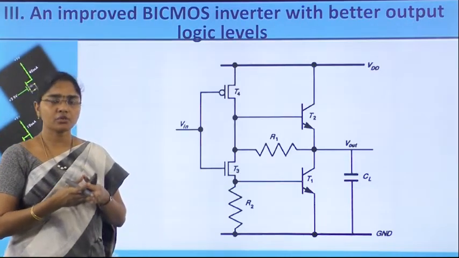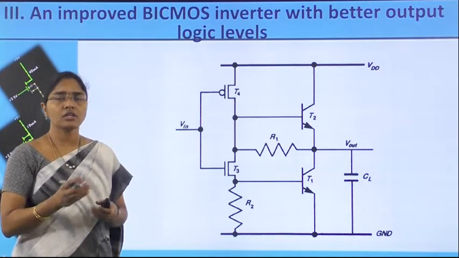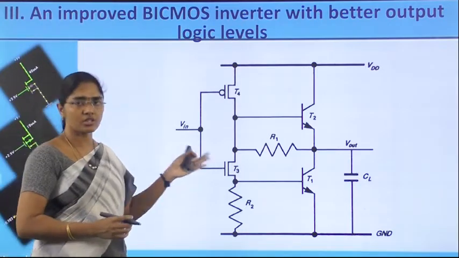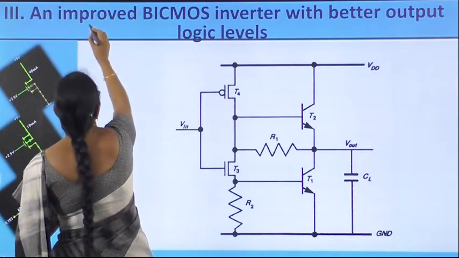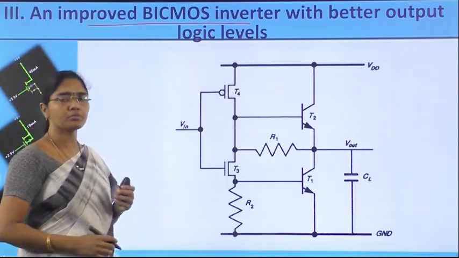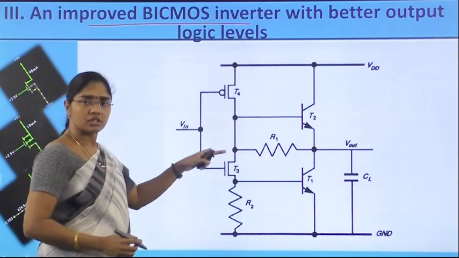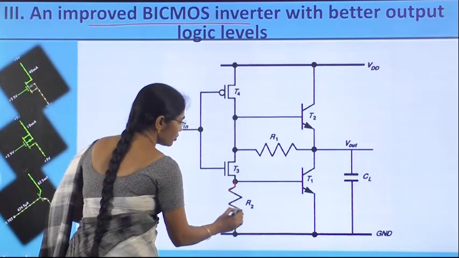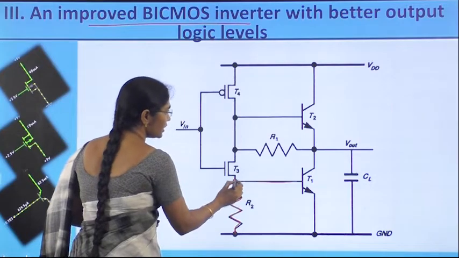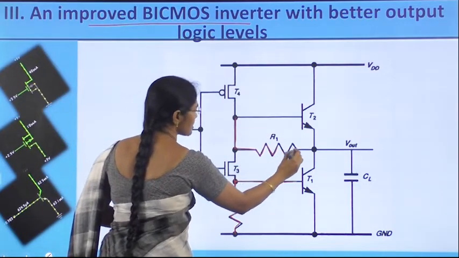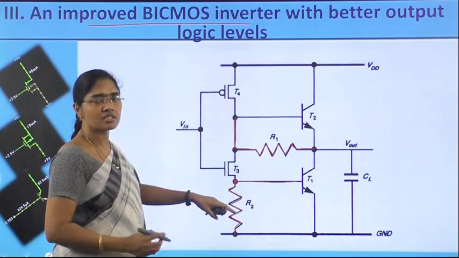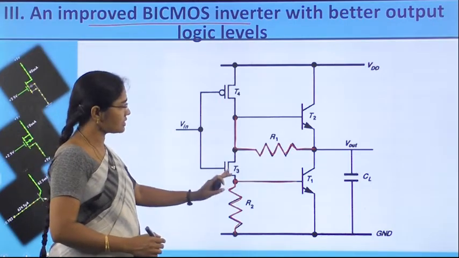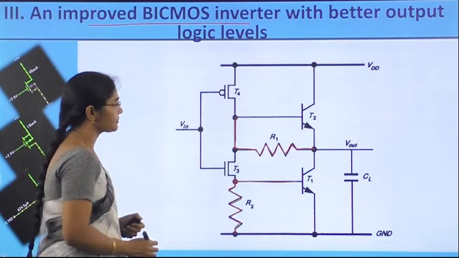The problem with the second circuit is there is no base discharge path. To avoid that problem and have a base discharge path, another solution is proposed, called an improved BiCMOS inverter with better output logic levels. Now, the change of this circuit with respect to the previous circuit is just the insertion of two resistors at the base of T1 and at the base of T2 transistor. So, the insertion of two resistors is extra to have the base discharge paths. This is the only change of this circuit compared to its previous circuit.